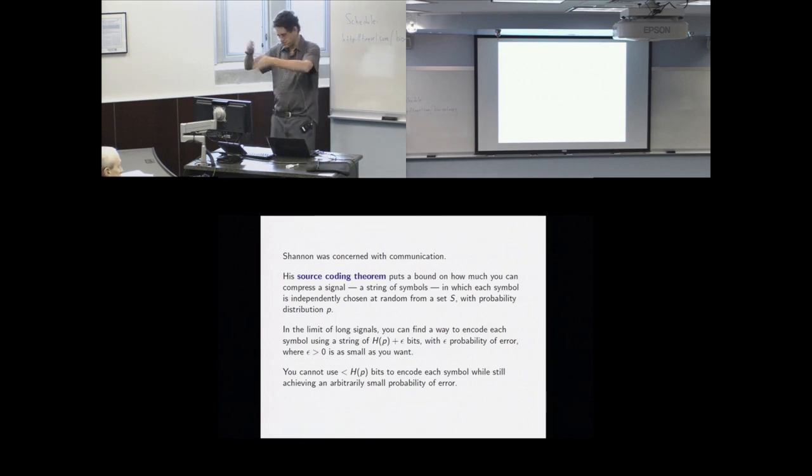So you get these strings coming at you, and you'd like to encode them, to compress them, to rewrite them in terms of some coding system, in terms of some other alphabet, and squash them down if possible. And his theorem says that in the limit where the signal becomes very long, you can find a way to encode each symbol using a string of bits, for example, which has length equal to the entropy of that probability distribution in base 2, plus a little bit epsilon. You can't quite get down to the bare bones, but you can get as close as you want with as small a probability of error as you want.